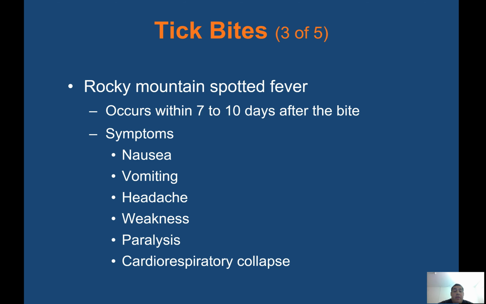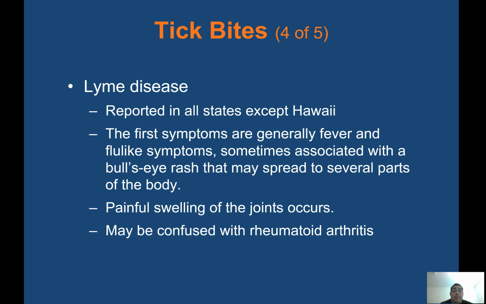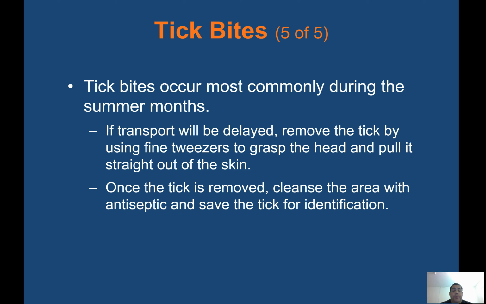Rocky Mountain spotted fever occurs within 7 to 10 days after the bite. Symptoms: nausea, vomiting, headache, weakness, paralysis, cardiorespiratory collapse. Lyme disease is reported in all states except Hawaii. The first symptoms are generally fever and flu-like symptoms, sometimes associated with a bullseye rash that may spread to several parts of the body. Painful swelling of the joints occurs, and may be confused with rheumatoid arthritis. Tick bites occur most commonly during the summer months.